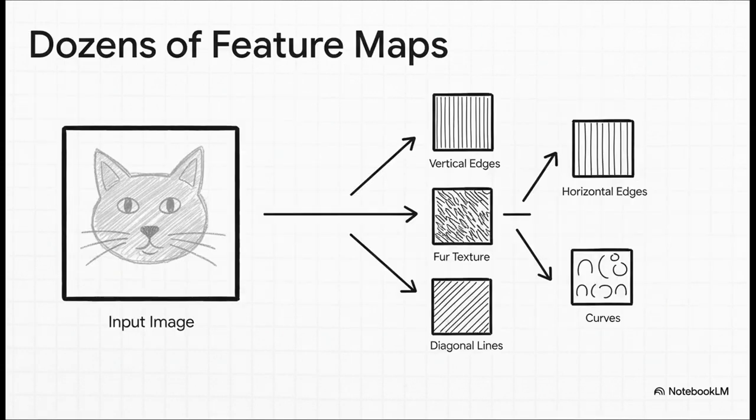Now here's where it gets really powerful. The network doesn't just use one of these filters. Oh no, it uses dozens, sometimes hundreds, all at once. So one filter creates a map that's basically a highlight reel of all the vertical lines. Another one maps out all the horizontal lines. A third might find a specific furry texture. All of a sudden, we've gone from a meaningless grid of pixels to a whole collection of maps that show us where the basic ingredients of the image are.